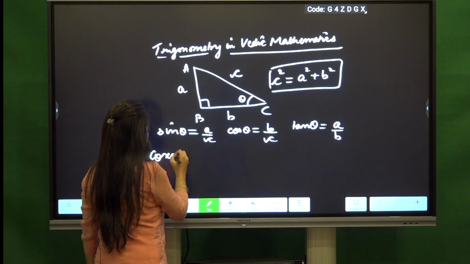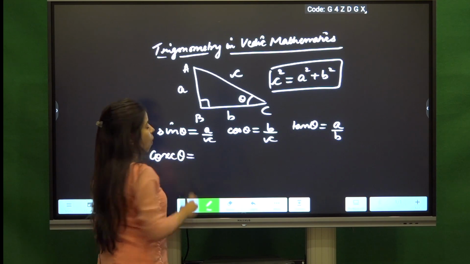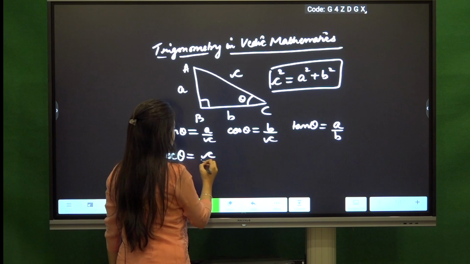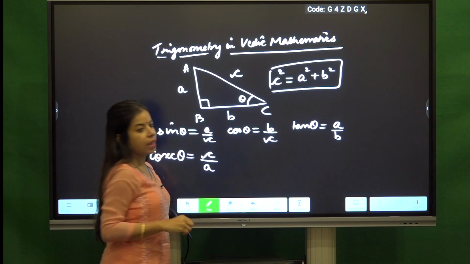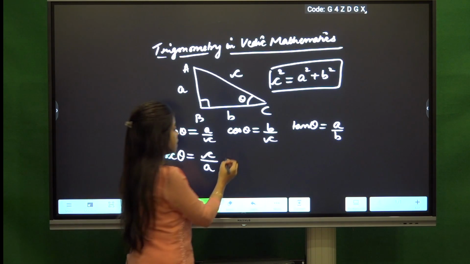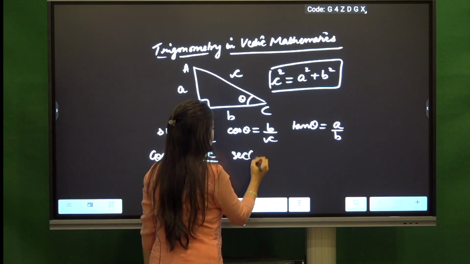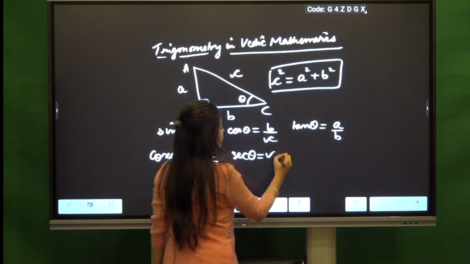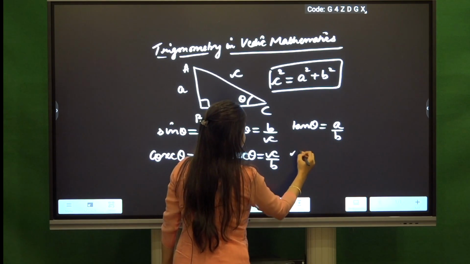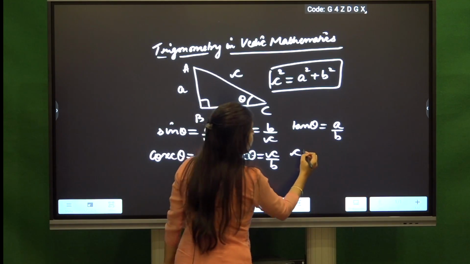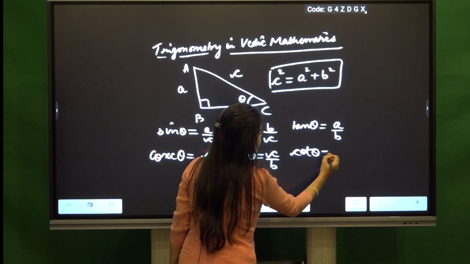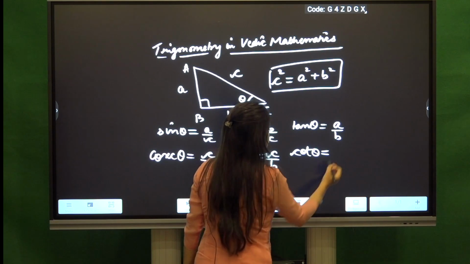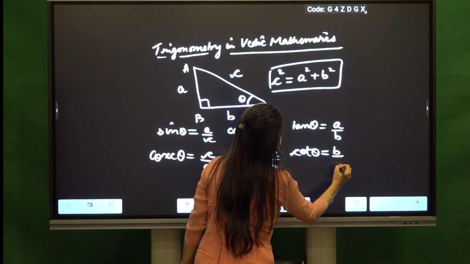Cosecant theta is the reciprocal of sin theta, which is hypotenuse upon perpendicular. Secant theta is the reciprocal of cos theta and is hypotenuse upon base. Cotangent theta or cot theta is the reciprocal of tan theta and this is base upon perpendicular.